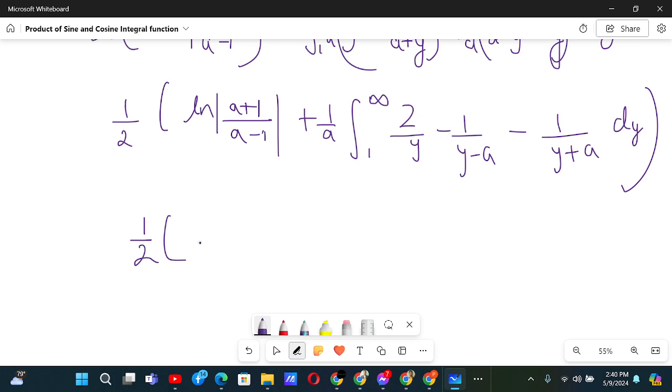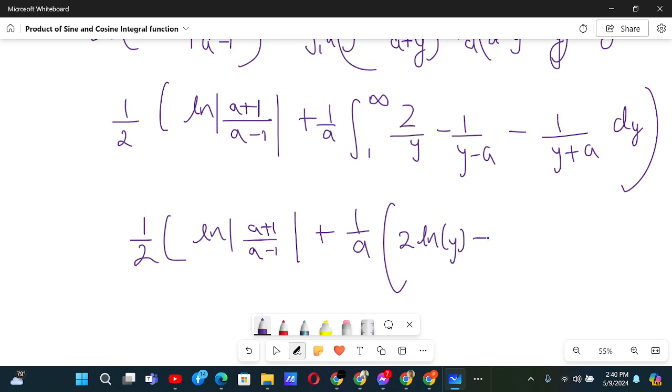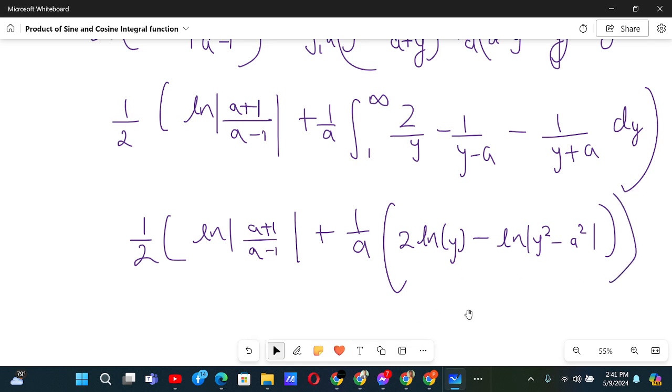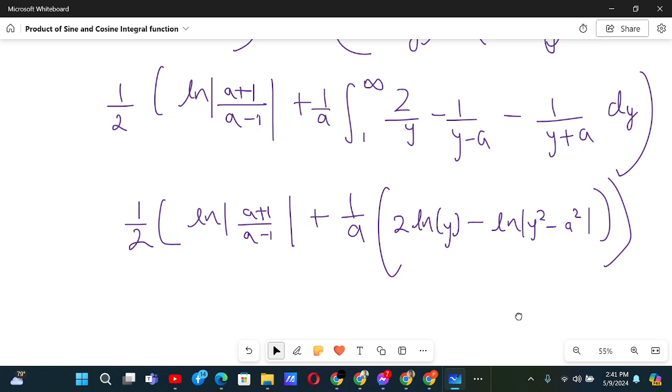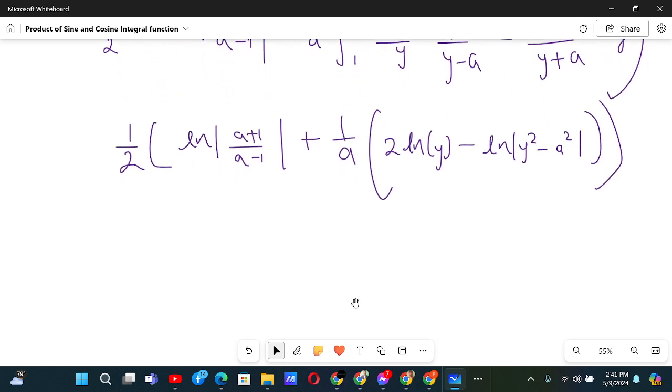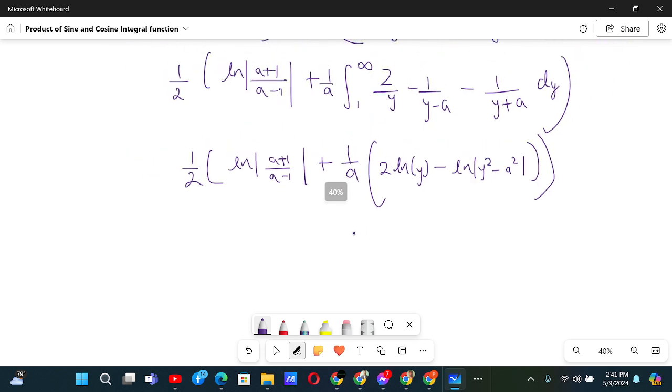1 by 2 ln of a plus 1 by a minus 1 plus 1 by a. Now this is 2 ln of y minus ln of y minus a minus ln of y plus a, that is ln of y square minus a square. Yes. Now this is pretty close to the solution. Yeah, and 2 times ln of y minus ln of y minus a square. Okay, now next thing would be, okay, what would be our next thing?